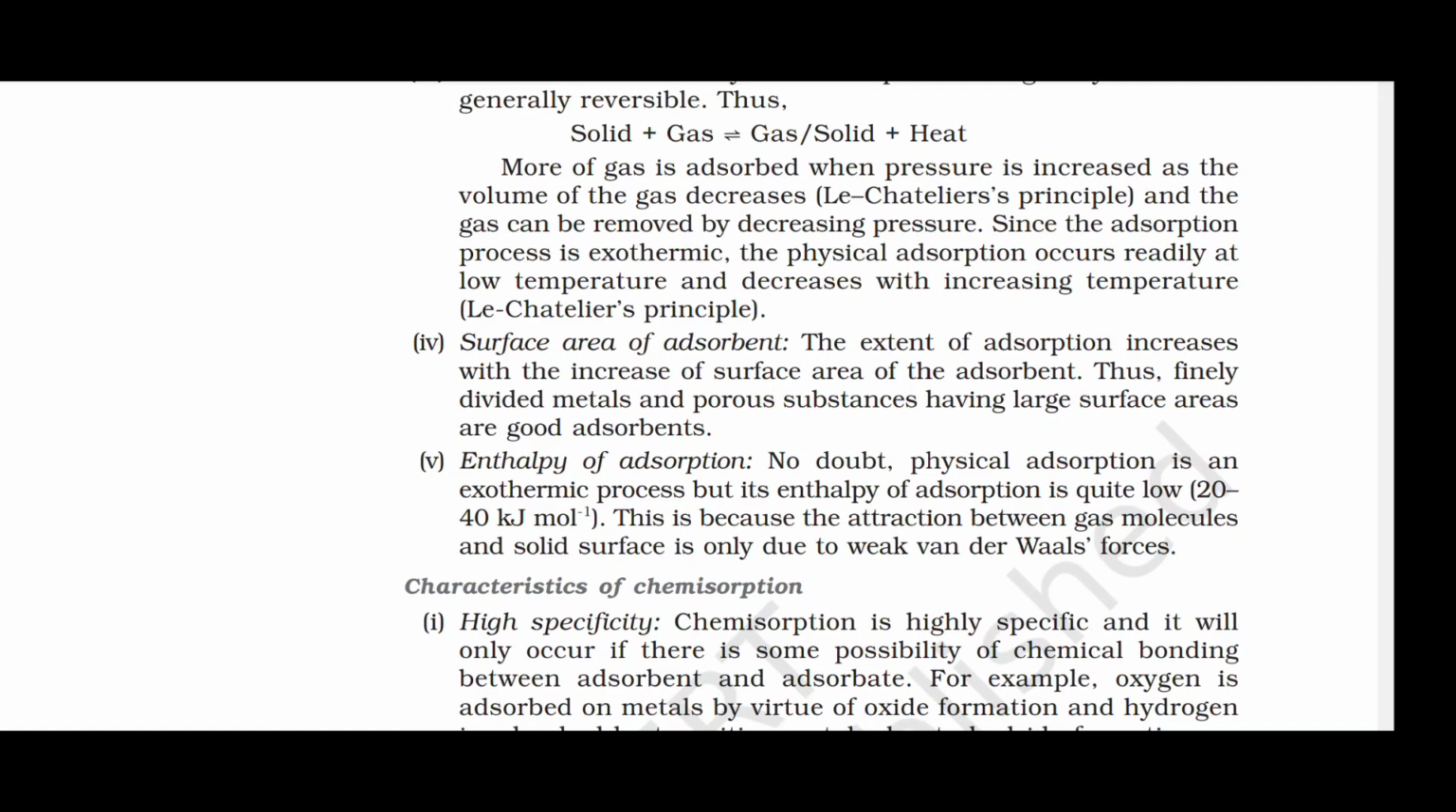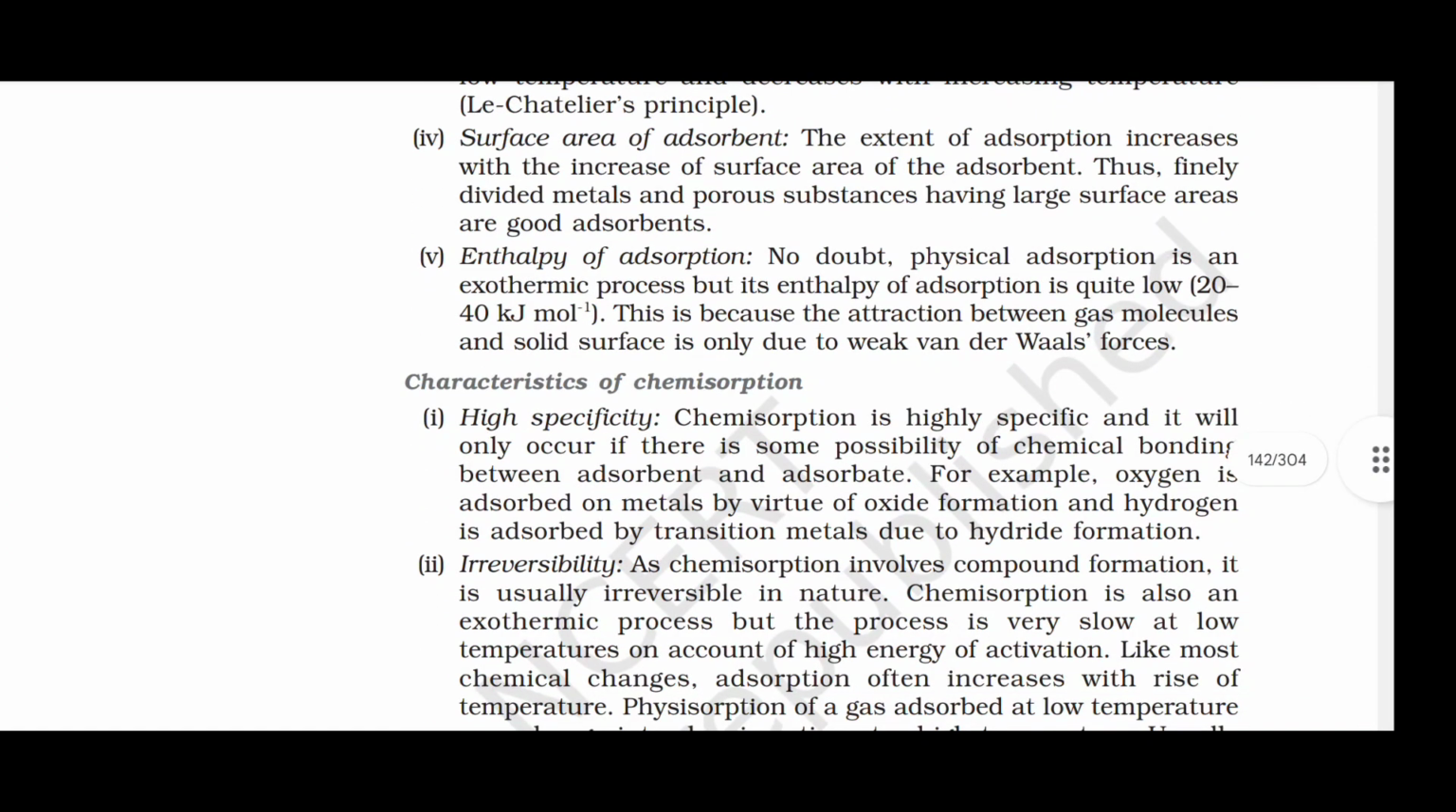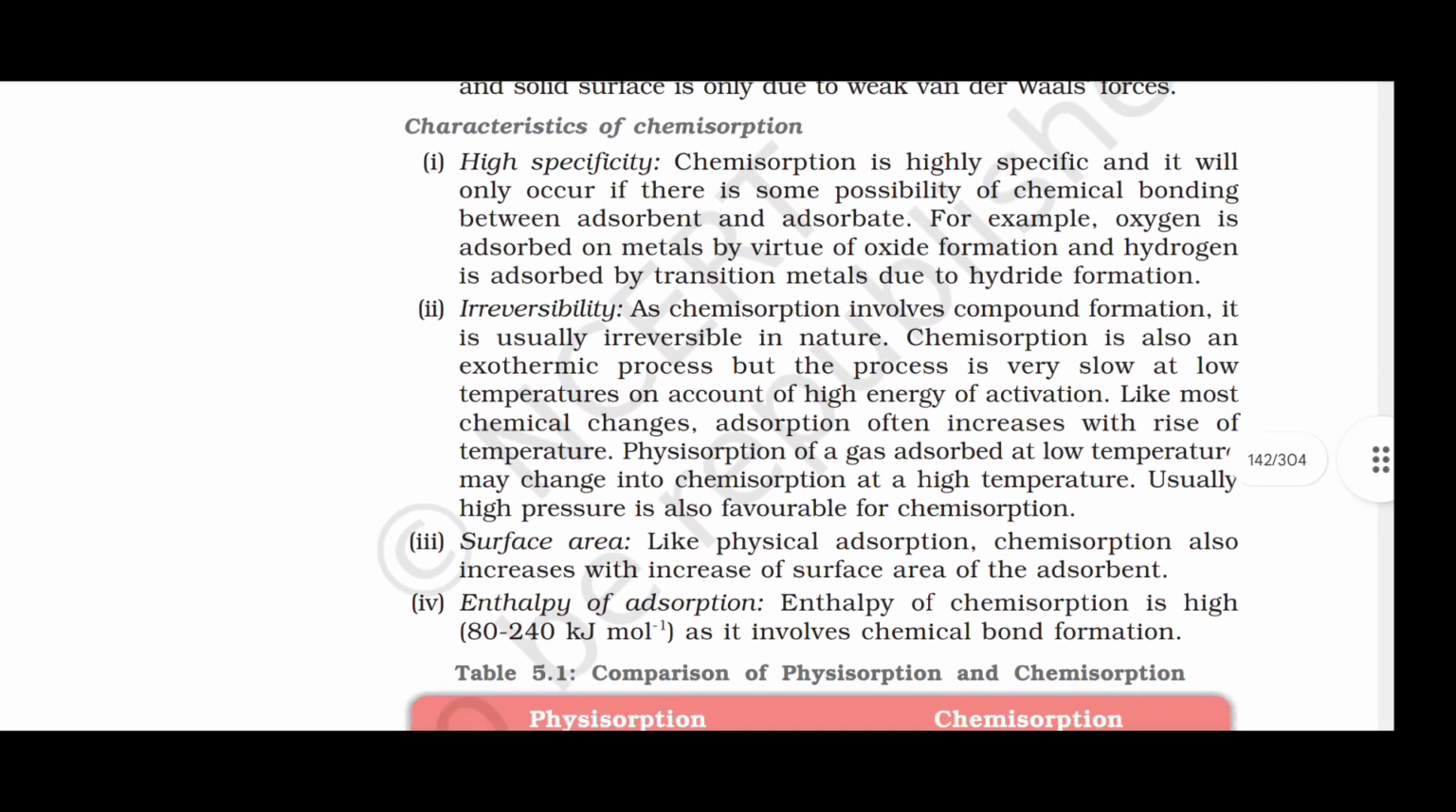Characteristics of chemisorption. First, high specificity. Chemisorption is highly specific and it will only occur if there is some possibility of chemical bonding between adsorbent and adsorbate. For example, oxygen is adsorbed on metals by virtue of oxide formation and hydrogen is adsorbed by transition metals due to hydride formation. Second, irreversibility. As chemisorption involves compound formation, it is usually irreversible in nature.